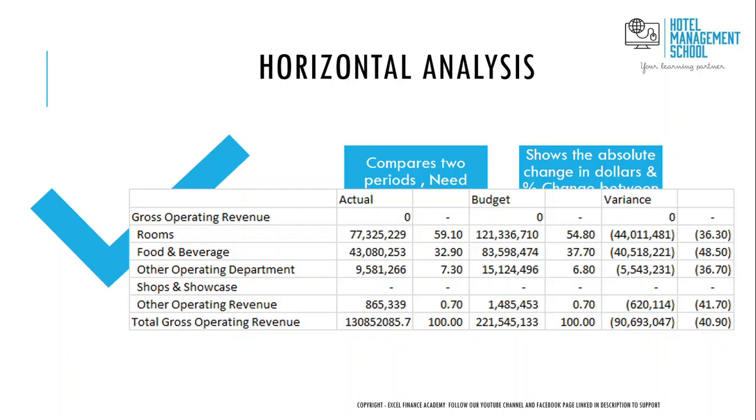For example, here the room revenue is dropping compared to budget by 36%. However, food and beverage revenue has dropped compared to the budget by 48%. So even if the room is dropping by 44 million, which is quite high compared to the food and beverage, food and beverage is dropping faster than the rooms division, which is a concern. So it helps us to identify where we need to focus, but it still doesn't give you any answers or any other indications on how to analyze the P&L.